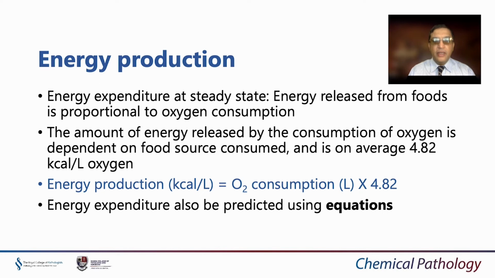Energy production. Energy expenditure at steady state reveals that energy released from foods is proportional to the amount of oxygen consumed. The amount of energy released by the consumption of oxygen is dependent on the individual food sources, and an average of 4.82 kilocalories per litre of oxygen can be utilised to calculate energy production. Energy expenditure can also be identified and predicted using equations, as we've discussed.